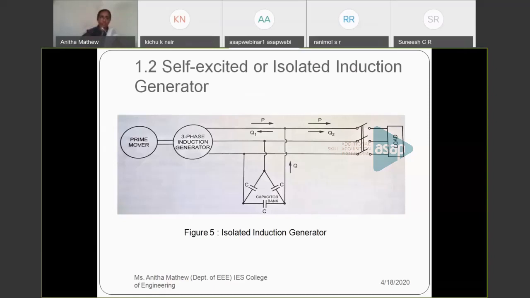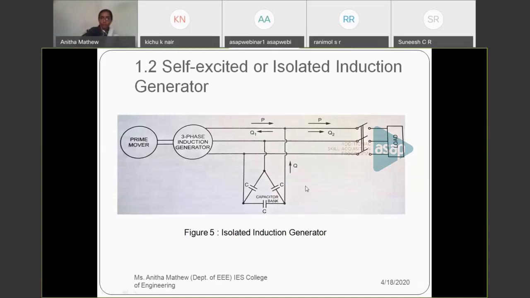Self-excited generator means we are in some remote places where there is no grid, or we cannot connect to a grid, so we use this type of isolated induction generator. Here the capacitor bank itself provides full reactive power, whatever the reactive power needed for the 3-phase induction generator and the load. Here you can see the 3-phase generator is connected to the prime mover, and also it is connected to the capacitor bank and the load.